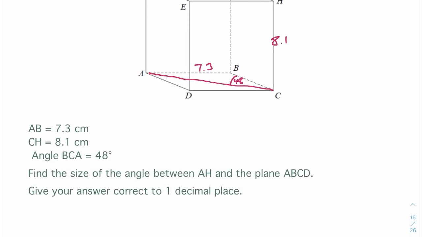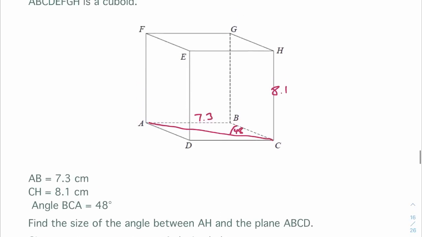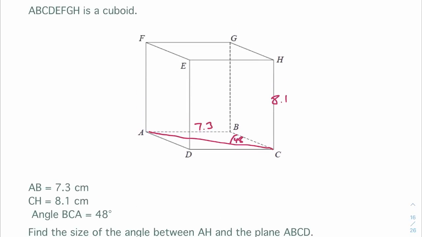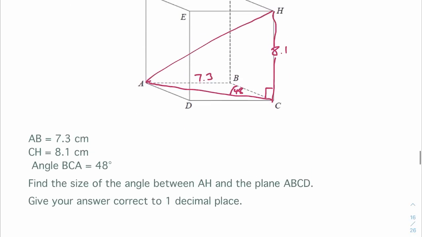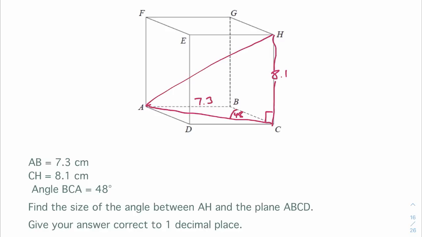It says find the size of the angle between A to H and the plane ABCD, and the plane is the base of the cuboid. So between A to H, well, A to H goes up to there. That's a very bad line, let's redraw that. A to H up to there. So there we go, so within the cuboid it actually forms this right angled triangle. So if we draw that in there, we've got a right angled triangle on the inside of the cuboid. So when we're finding that angle, and it says to give it to 1 decimal place, we're looking for this angle just here. Let's label that as x.